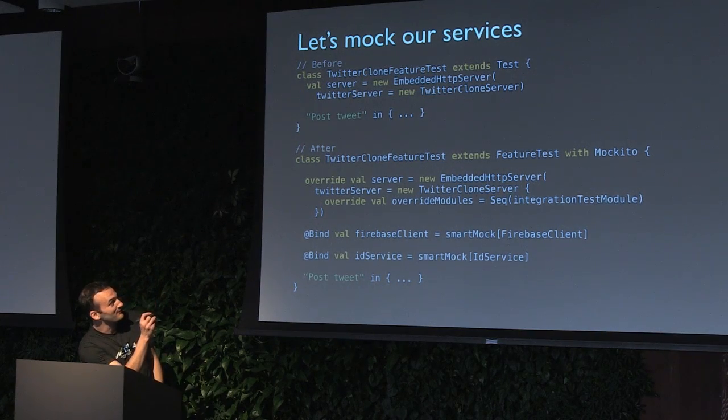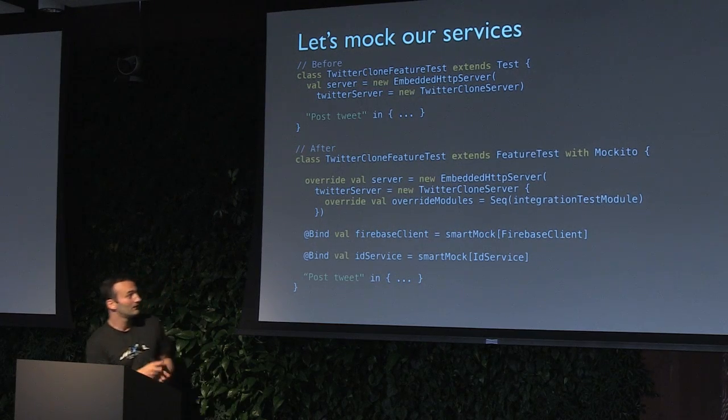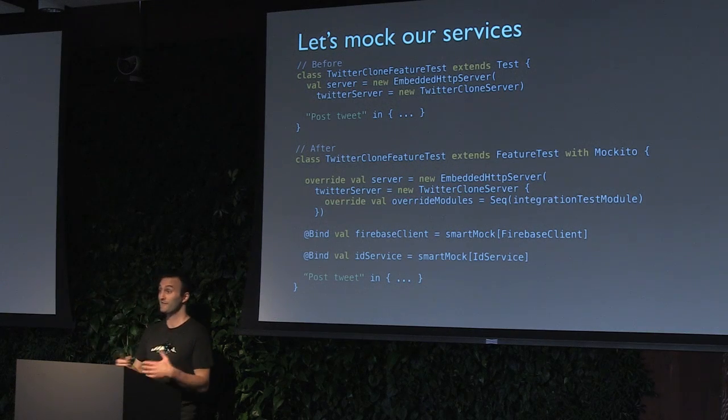So in this example, by including this feature test and adding this module to our server, we can then @bind different values. So we could say the Firebase client that your server wants, we want you to use a smart mock created by Mockito, and then we want the server to use that. Similarly, create a smart mock for the ID service and then bind that into the server. So we now have a locally running server where we're able to selectively swap out classes in a test.